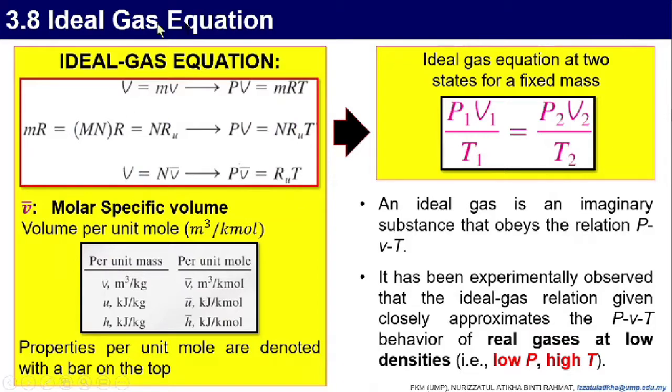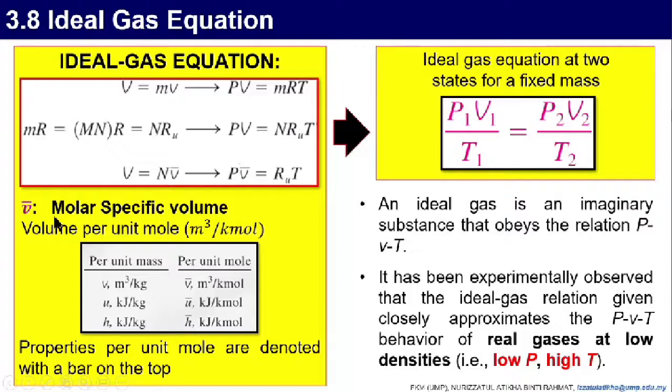So, the ideal gas equation, I already summarized it here. V equal to mv, then PV equal to mRT. Using molar mass, R equal to MR, so PV equal to NRuT. These equations depend on what type of question you are asked. If the question uses molar mass, then you have to use the equation calculated using molar mass.